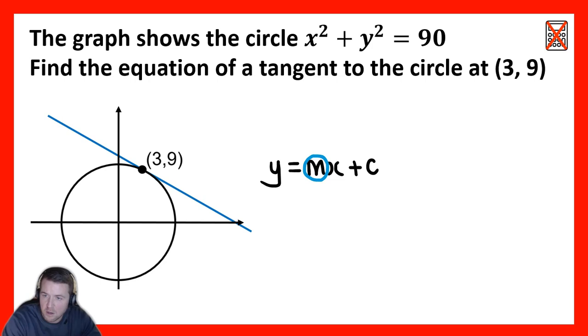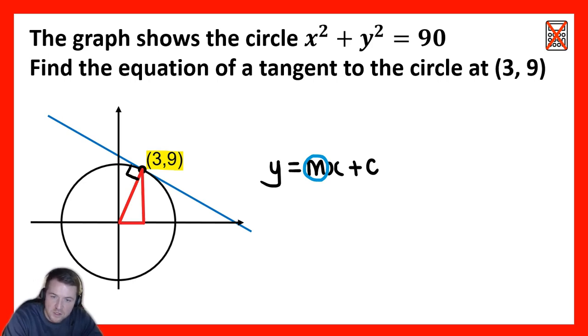Firstly, I'll need to start by finding my gradient, and I can actually do this using perpendicular lines. Since the radius of a circle is perpendicular to the tangent at the point of contact, this links to a circle theorem, where the radius meets a tangent at a 90-degree angle, therefore meaning the radius and the tangent are perpendicular. I can use the coordinate provided to find the gradient of the radius.